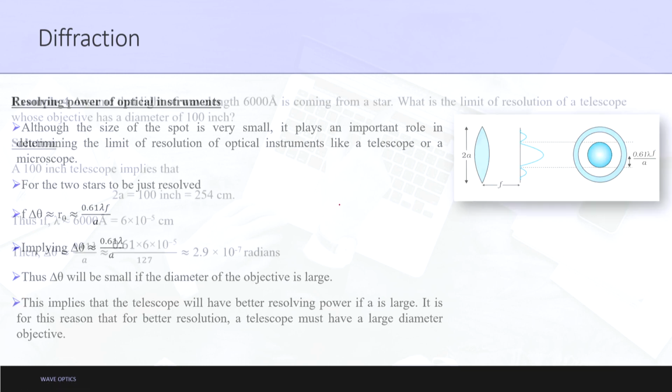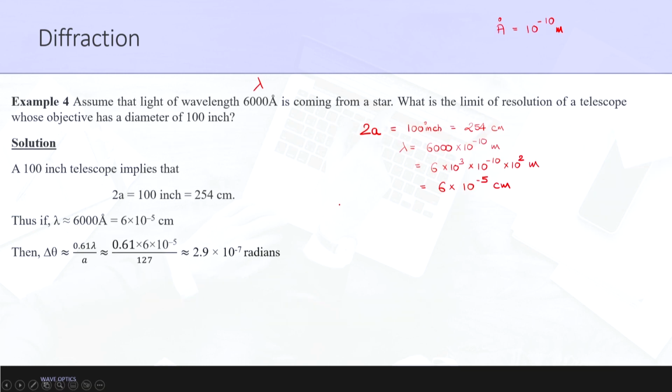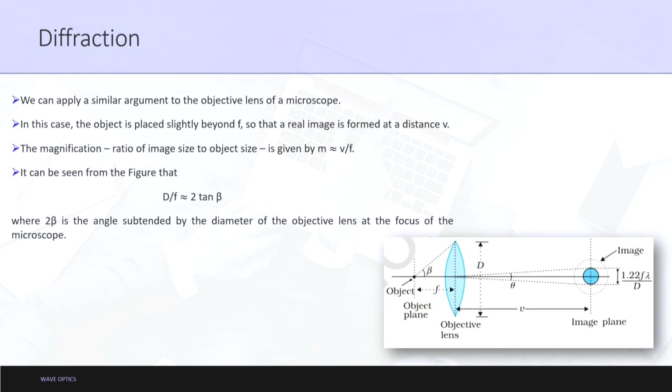So, the limit of resolution of a telescope whose objective has a diameter of 100 inch. With lambda approximately 6000 Angstrom, delta theta is given by the simple formula 0.61 lambda by a, where lambda is given as 6 × 10⁻⁵ centimeters. Please make sure that if 2a is 254 centimeters, then a will be 254 divided by 2. Hence, you will get the value of theta in radians as 2.9 × 10⁻⁷ radians. Hence, we got the limit of resolution as 2.9 × 10⁻⁷ radians.